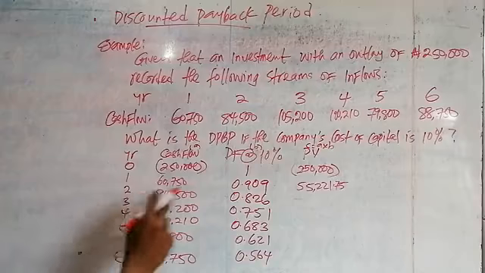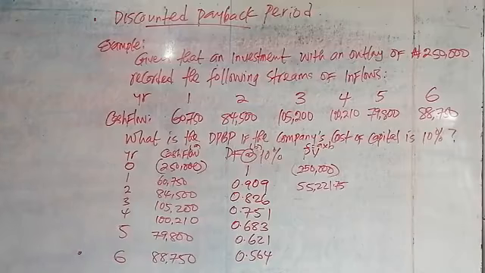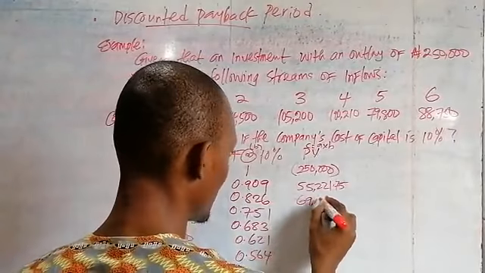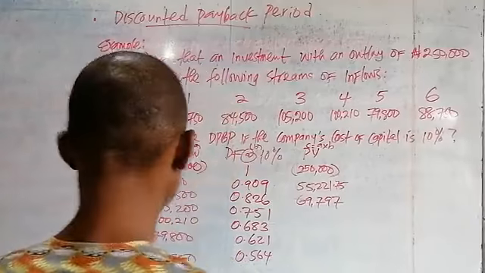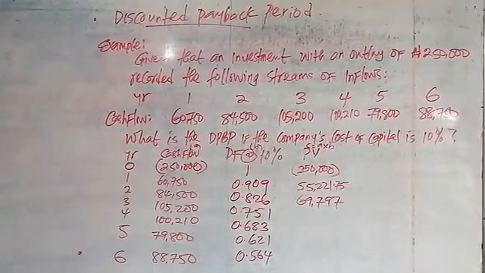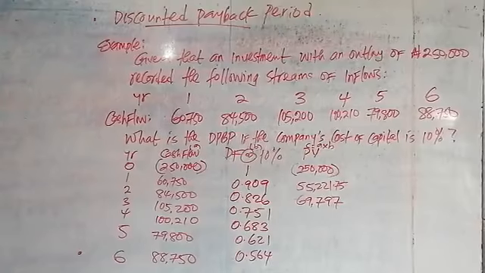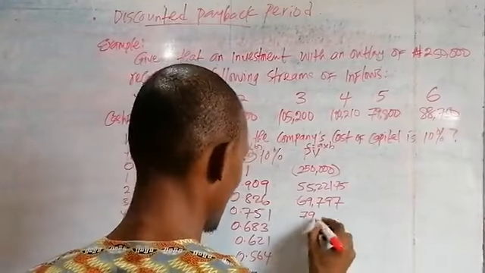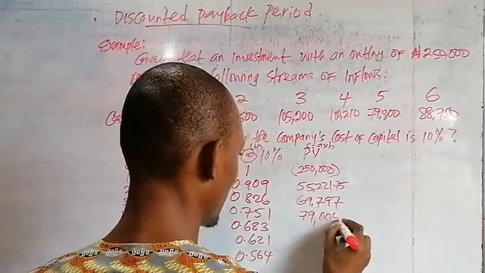Okay, so let's multiply this by this. 84,500 multiplied by 0.826 is 69,797. So 105,200 multiplied by 0.751, we have 79,005.2.